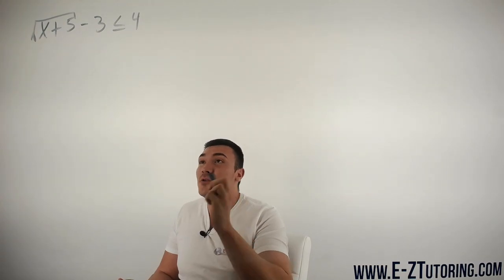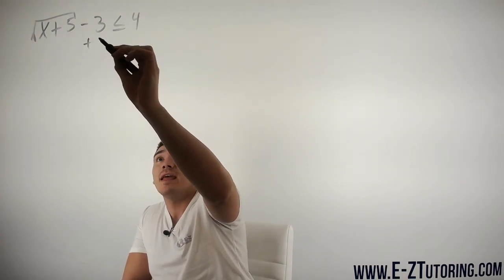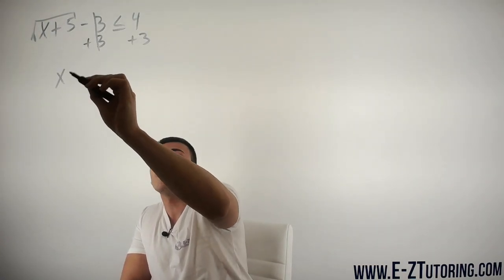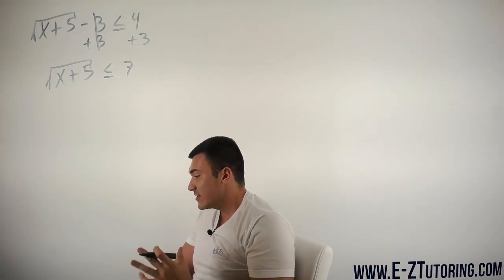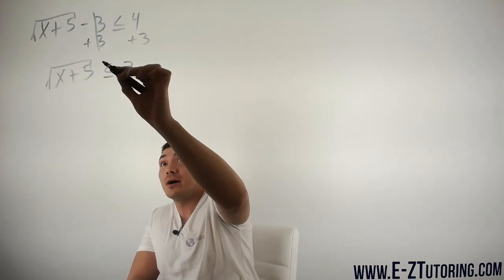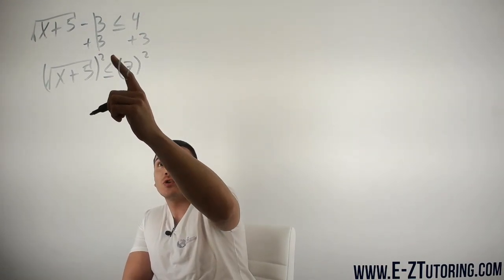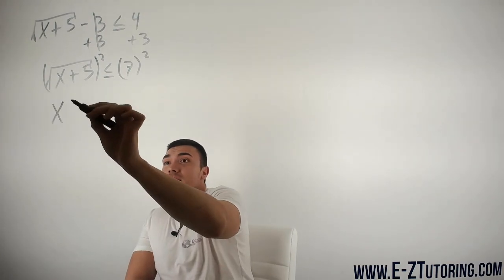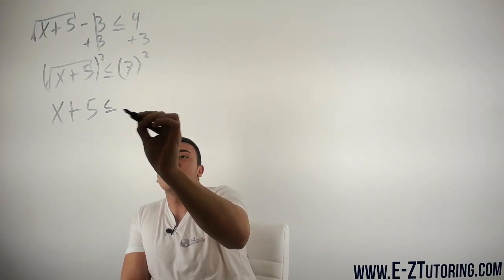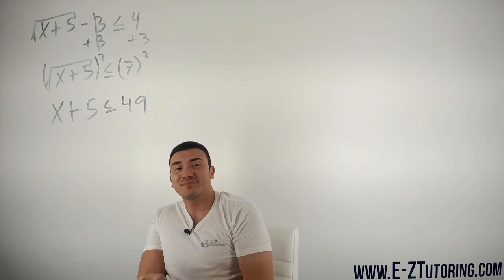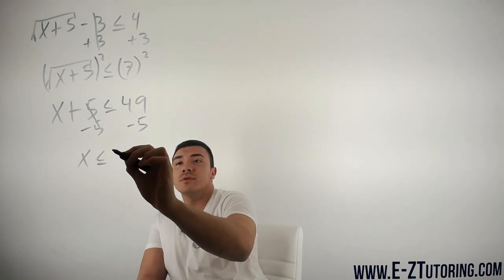For now, all we need to do is solve it like a regular radical equation by getting the radical by itself. So let's go ahead and add 3 to both sides to get this radical by itself. So now we get that all this is less than or equal to 7. Now once you have your radical by itself, all you want to do is square both sides. Square both sides, and the square and the square root cancel. We're left with x plus 5, which is what we want. No more radical. Awesome. Less than or equal to 7 squared is 49. Subtract the 5 on both sides so we can get the x by itself, and x is less than or equal to 44.